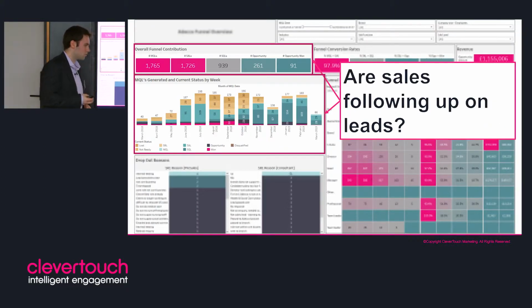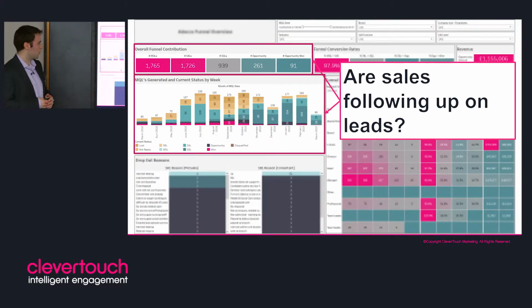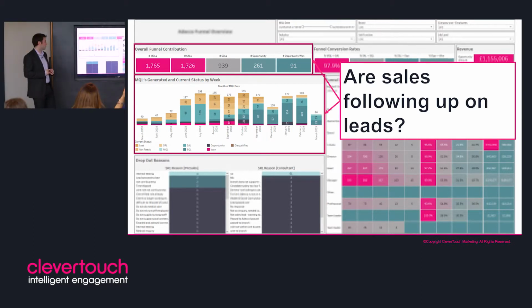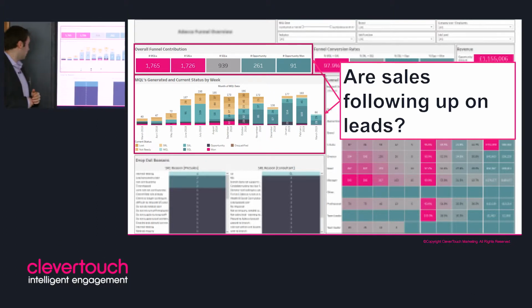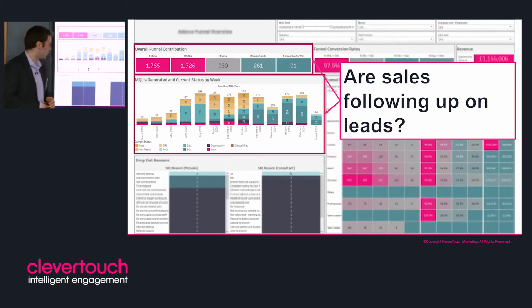But then the next part is, are sales following up on their side of the bargain? For the people that we've said, oh, look, these are interesting, are they actually communicating with them, moving them forwards, trying to qualify and push them through? So here, what we're looking at is the number of leads that we're generating, and then the number that sales have then actually actioned.